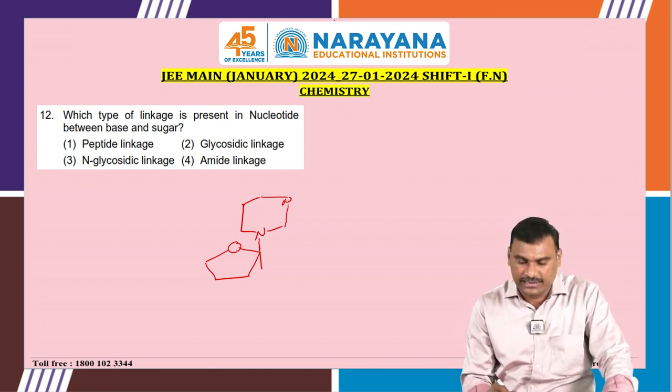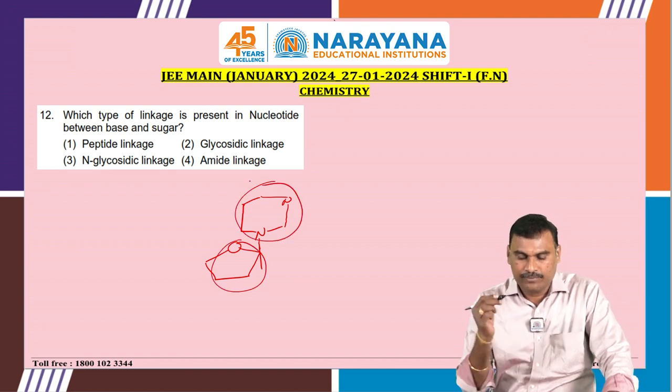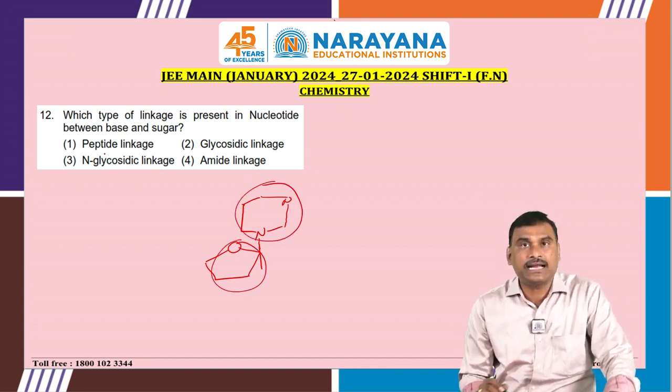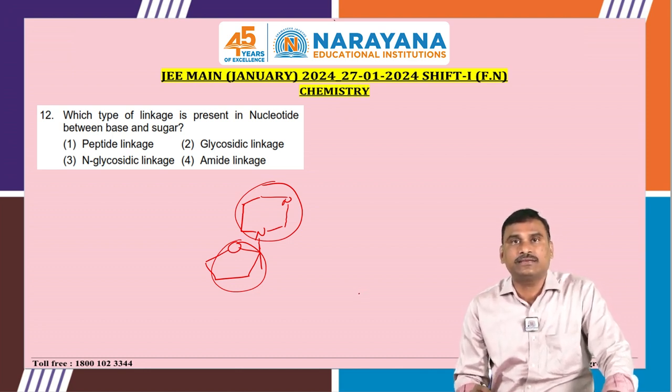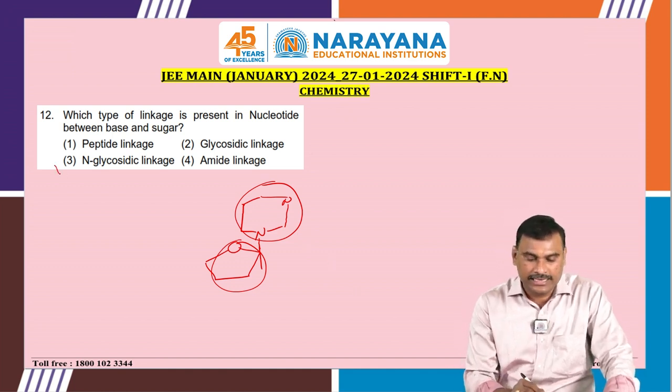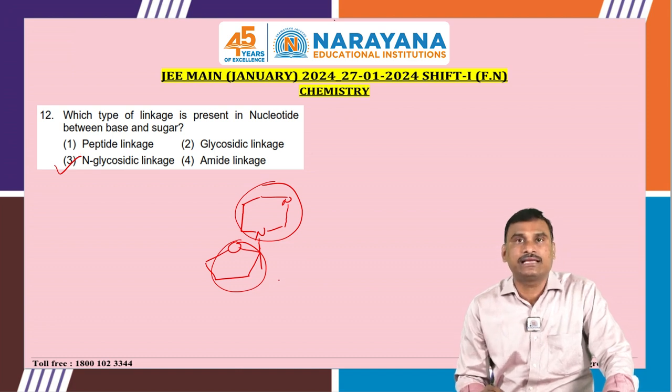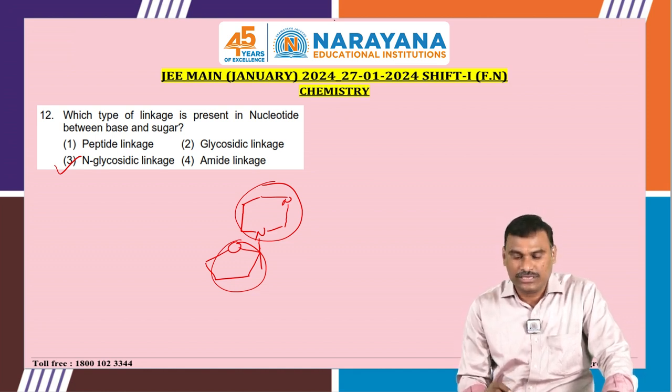Here the linkage between the sugar and the base is not a peptide linkage. It's not the glycosidic linkage. Glycosidic linkage is generally present between two monosaccharides or carbohydrate units. Here the linkage should be N-glycosidic linkage. Students are thinking the answer is phosphodiester, since you are thinking of a linkage between two nucleotide units, but that is not the question. Here the question is the linkage between the base and sugar. It is an N-glycosidic linkage.